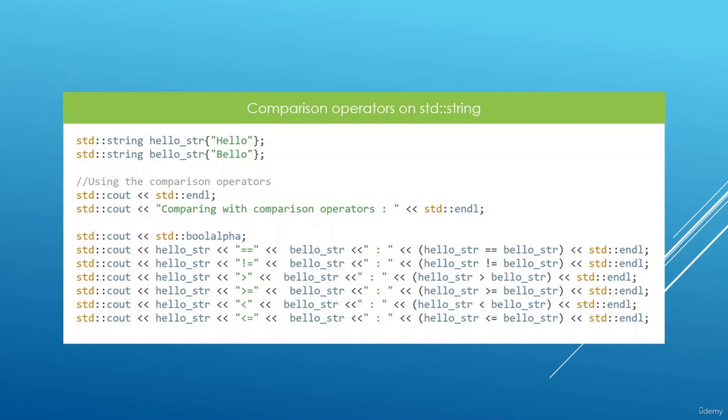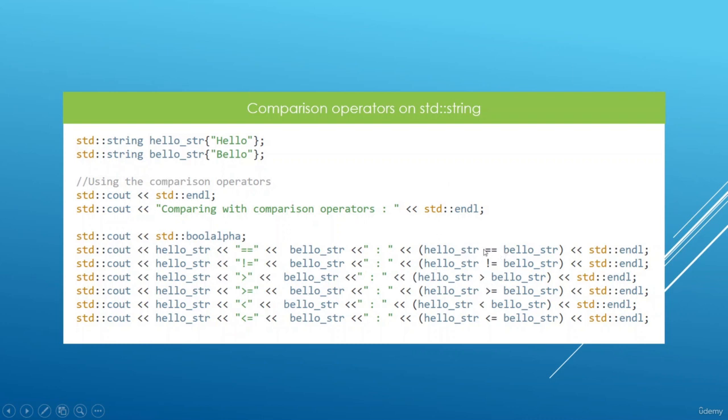Here is a simple example showing how we can compare strings. We have hello str, it's going to contain hello, and we have bello str, which is going to contain bello. And here we see a piece of code where we try and compare these things. Try to see if you can come up with the result of what we're going to be printing out here.